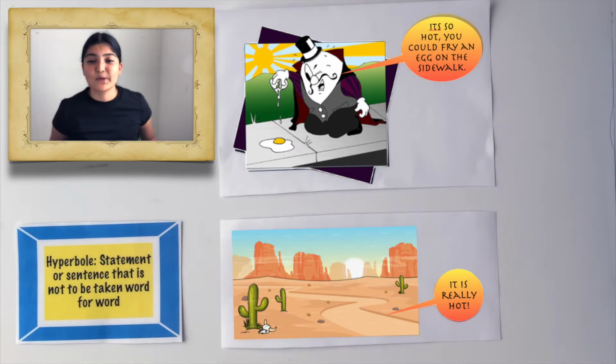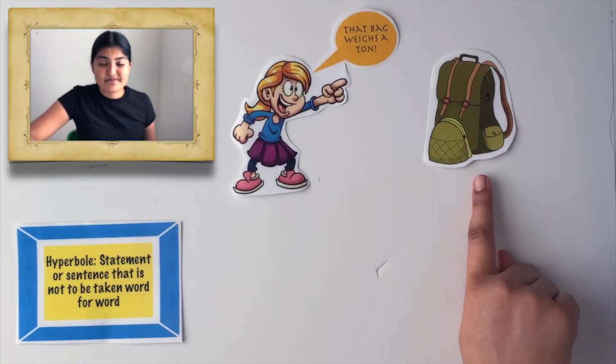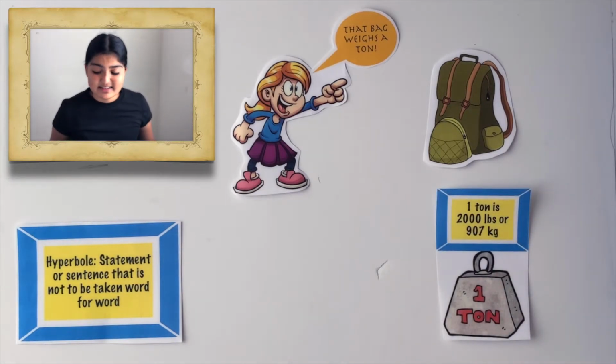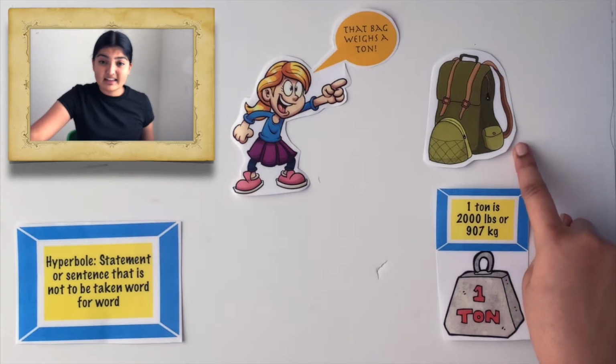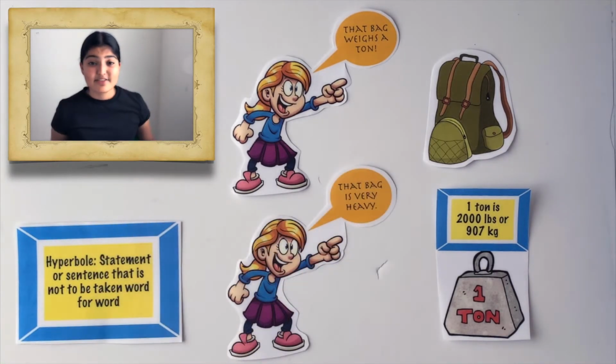Let's look at another example of a hyperbole. This is Betty. And this is Betty's backpack. When Betty tries to pick up her backpack, she says, "That bag weighs a ton." But how much is a ton? One ton is 2,000 pounds, or 907 kilograms. So, of course, this bag cannot weigh a ton. What Betty is trying to say is, "That bag is very heavy." This is another example of a hyperbole, since it's an exaggerated statement that should not be taken literally.